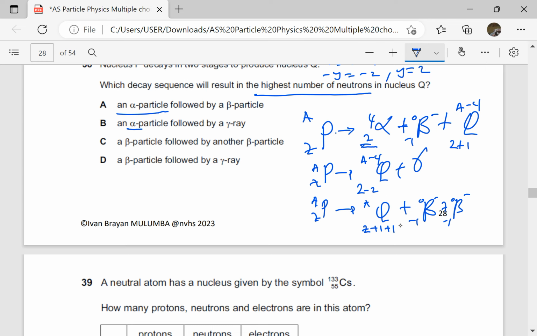I think the answer is going to be, actually, let's check the last one, a beta particle followed by gamma radiation. So P, A Z, is giving us Q. A will not change. Z will increase by 1 because it is emitting a beta minus particle followed by gamma, which does not affect it. So this one, A minus Z plus 1, which is the neutron number, is greater than the rest. So the answer is going to be D.